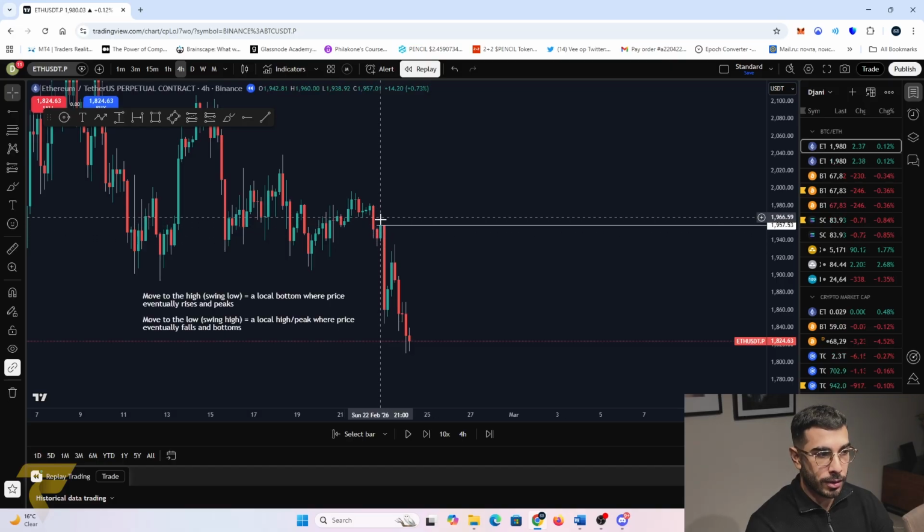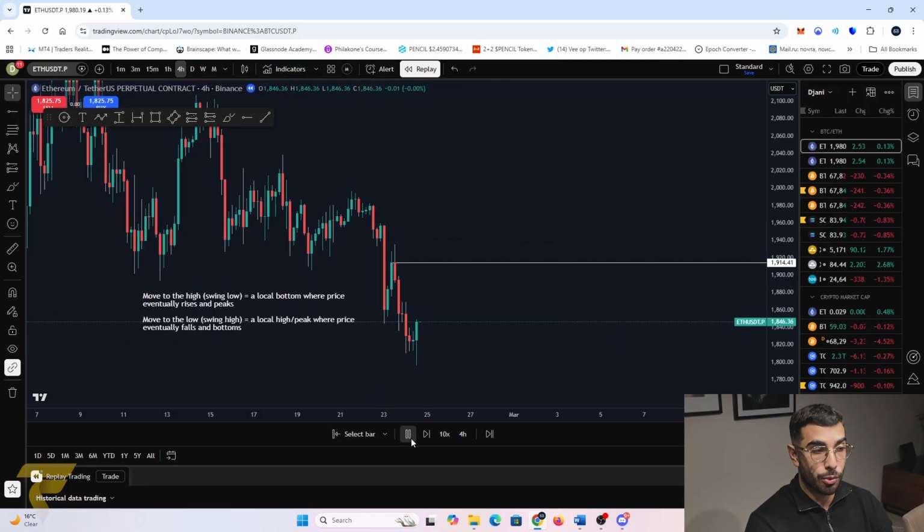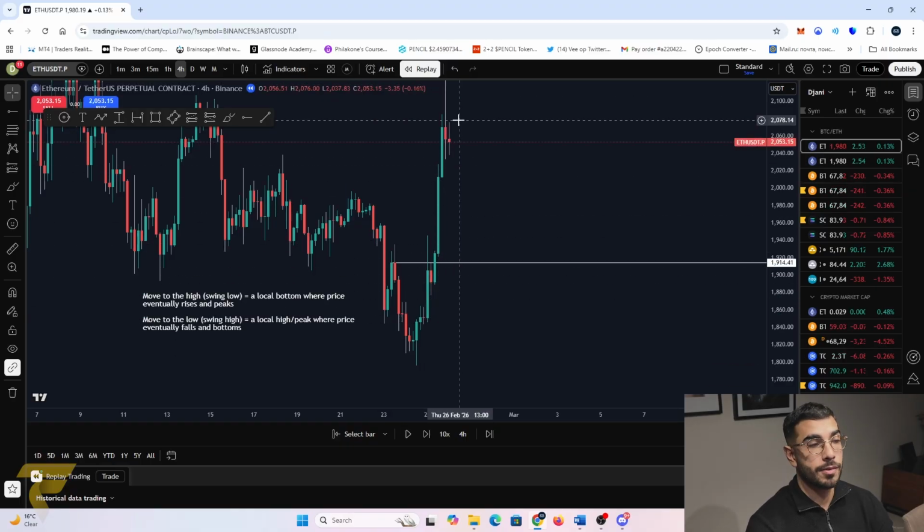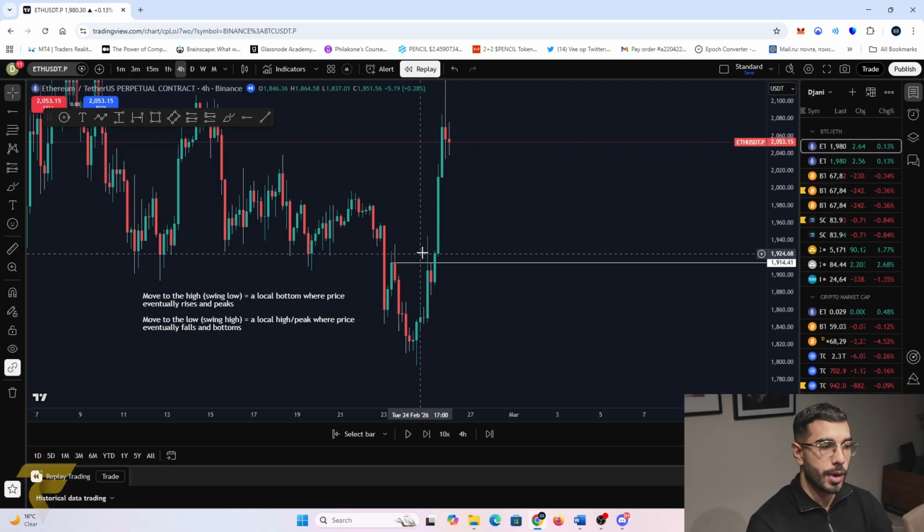We create a local peak, but we go down. We create a new peak, but we go down. And then eventually, of course, you get above a specific level, the so-called move to the low, and that's when you potentially bottom out.